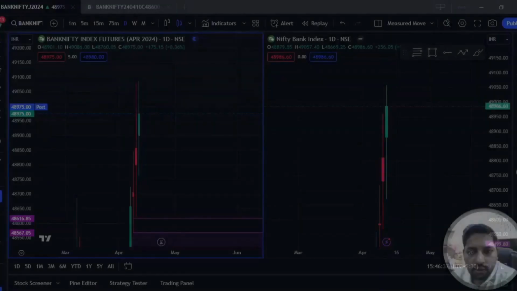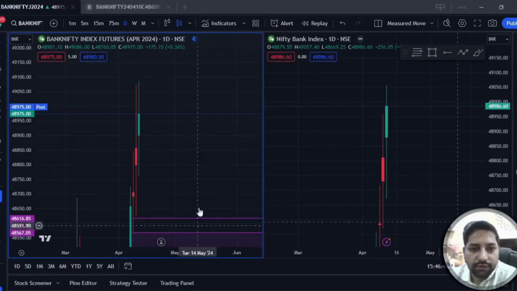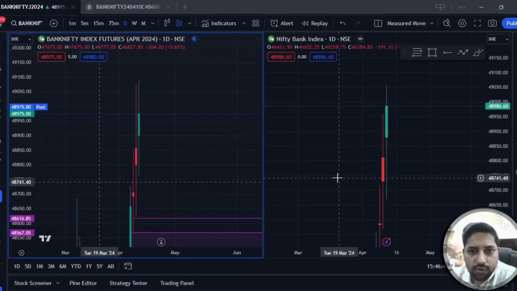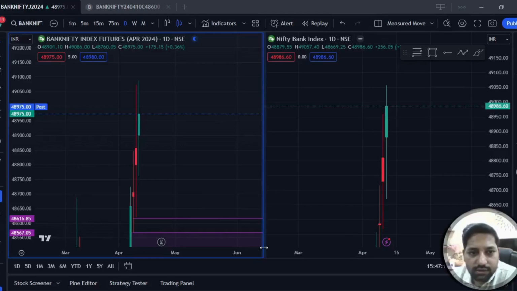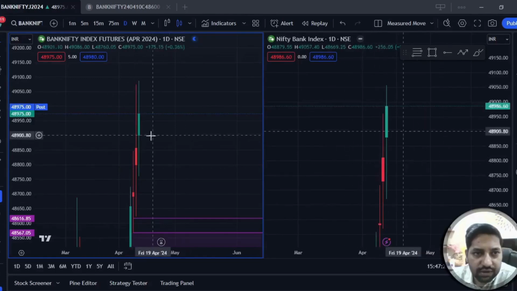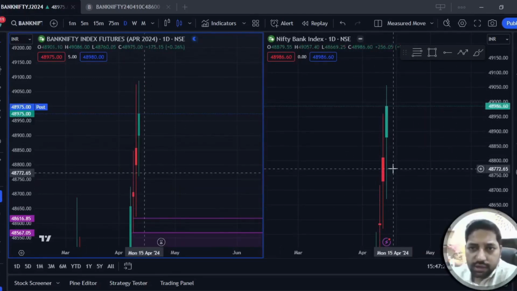Let's have a look. Hello guys, welcome to the end of the analysis for the 10th of April. As usual, we are looking at the Bank Nifty chart because that's what I trade. Alright, so this is today's daily candle. As we can see, on the left hand side is the futures chart. On the right hand side is the index chart.